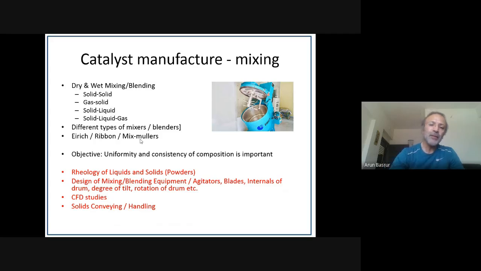From a chemical engineering perspective, studying the rheology of both liquids and solids, that's powders, there's a device known as FT4, which is useful in studying the rheology of solid powders. Then again, design of mixing or blending equipment comes in: the type of agitators one would use, the type of blades, internals of the drum, degree of tilt, rotation of the drum, the RPM, etc. CFD studies of powders. And since we will be dealing with solids now, which could be either a wet cake or dry powder, conveying and handling of solids also is an opportunity where a chemical engineer can contribute.